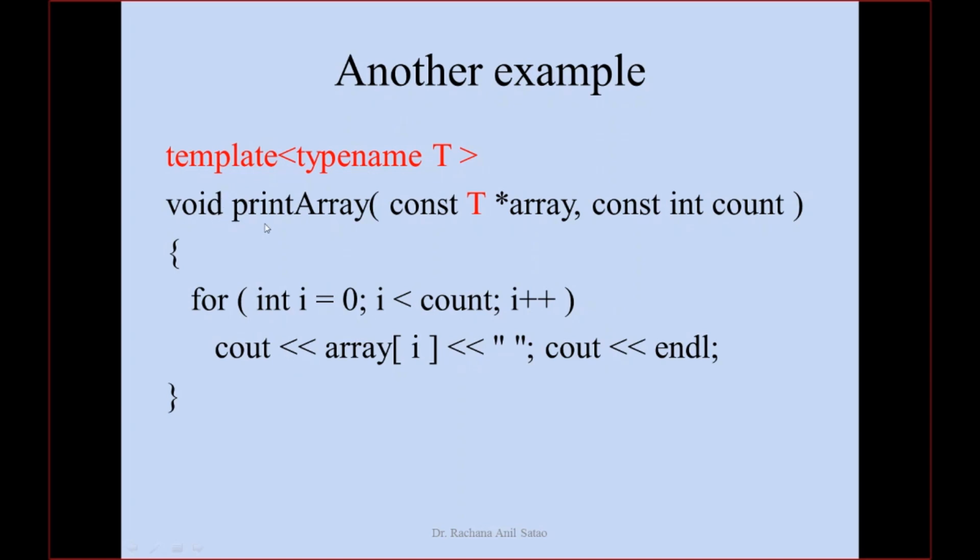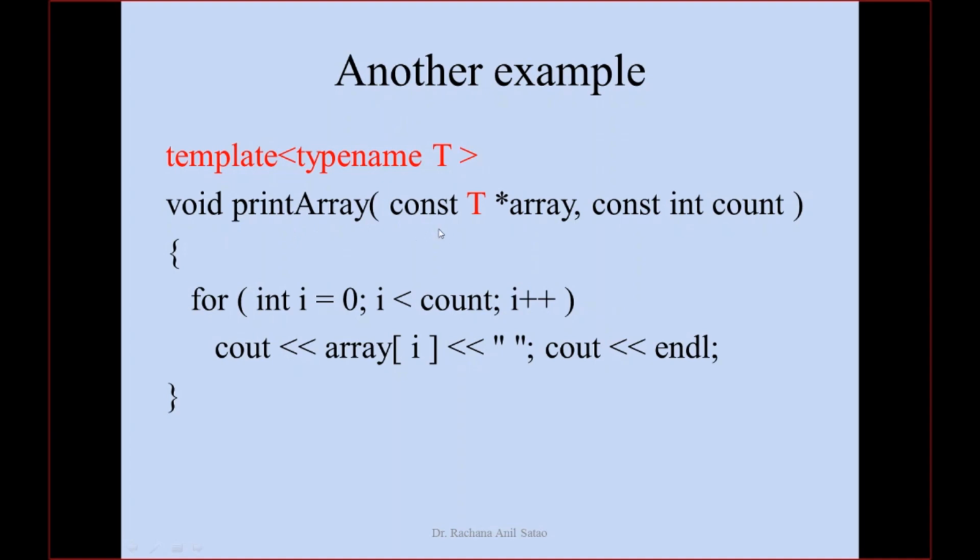This void printArray is the name of a function. Void is the return type. I am not returning anything. I am using this function to print the contents of the array. But I am not aware of what the data type of this array is, whether this array is a character array, an integer, float or a double array.